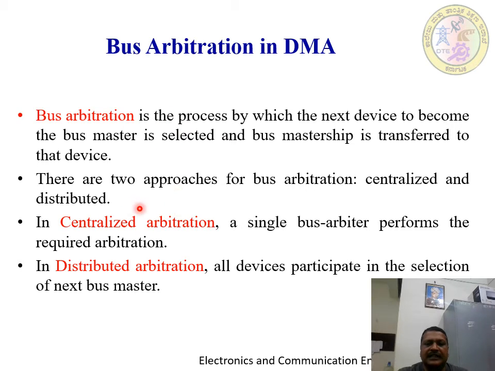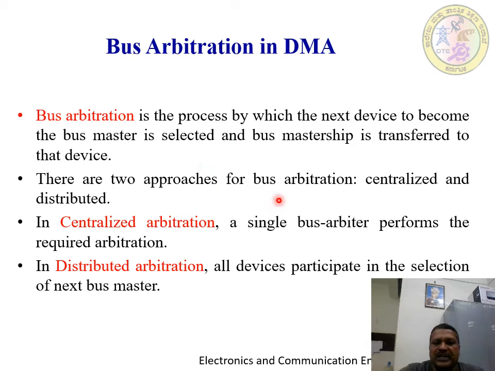So let us see what the definition tells. Bus arbitration is the process by which the next device to become the bus master is selected and bus mastership is transferred to that device. As I told, it is the conflict resolving scheme. To resolve the conflict, it uses the concept of bus mastership. When the bus mastership is transferred to a device, that conflict can be resolved.